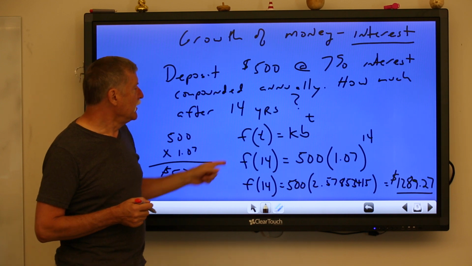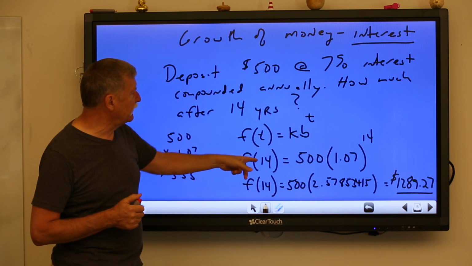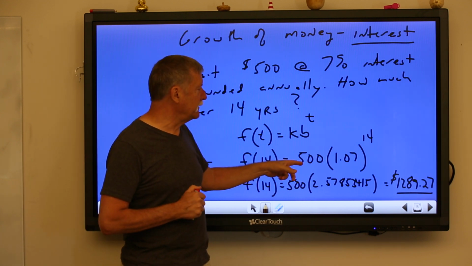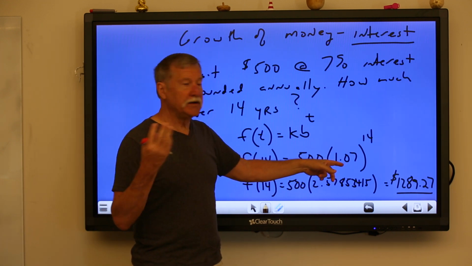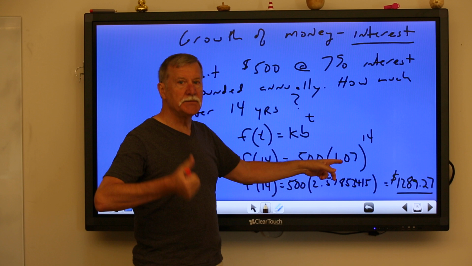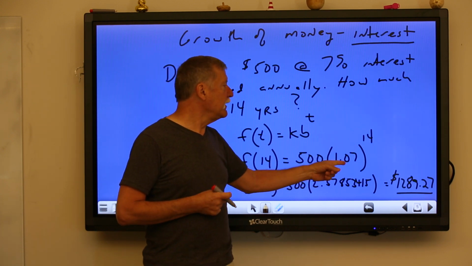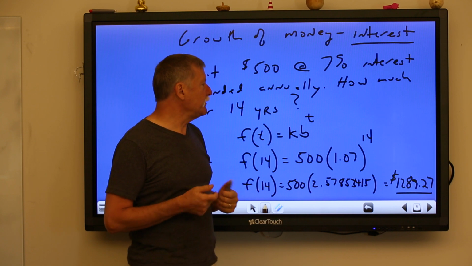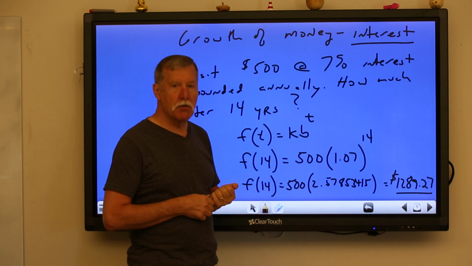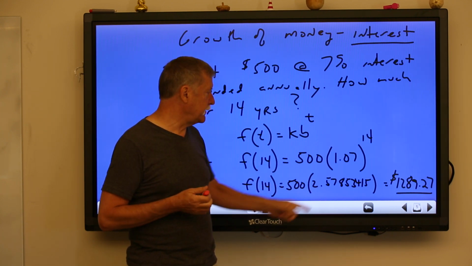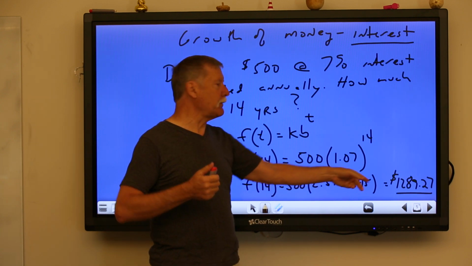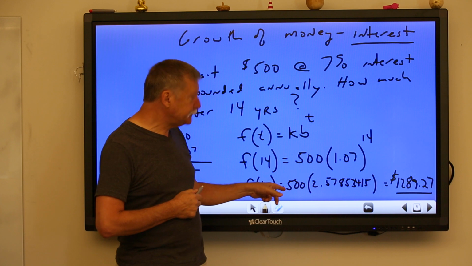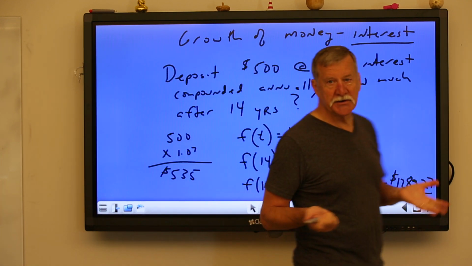All right. So we fill in the formula here. 14 years is the number of cycles. 500 is the beginning amount. The rate of increase, in this case, it's an increase because it's greater than 1, and that goes 14 cycles, 14 years. So 1.07 to the 14th power, a job for your calculator, gives you 2.57, and so on. And that gets multiplied by 500 and then rounded to the nearest penny.